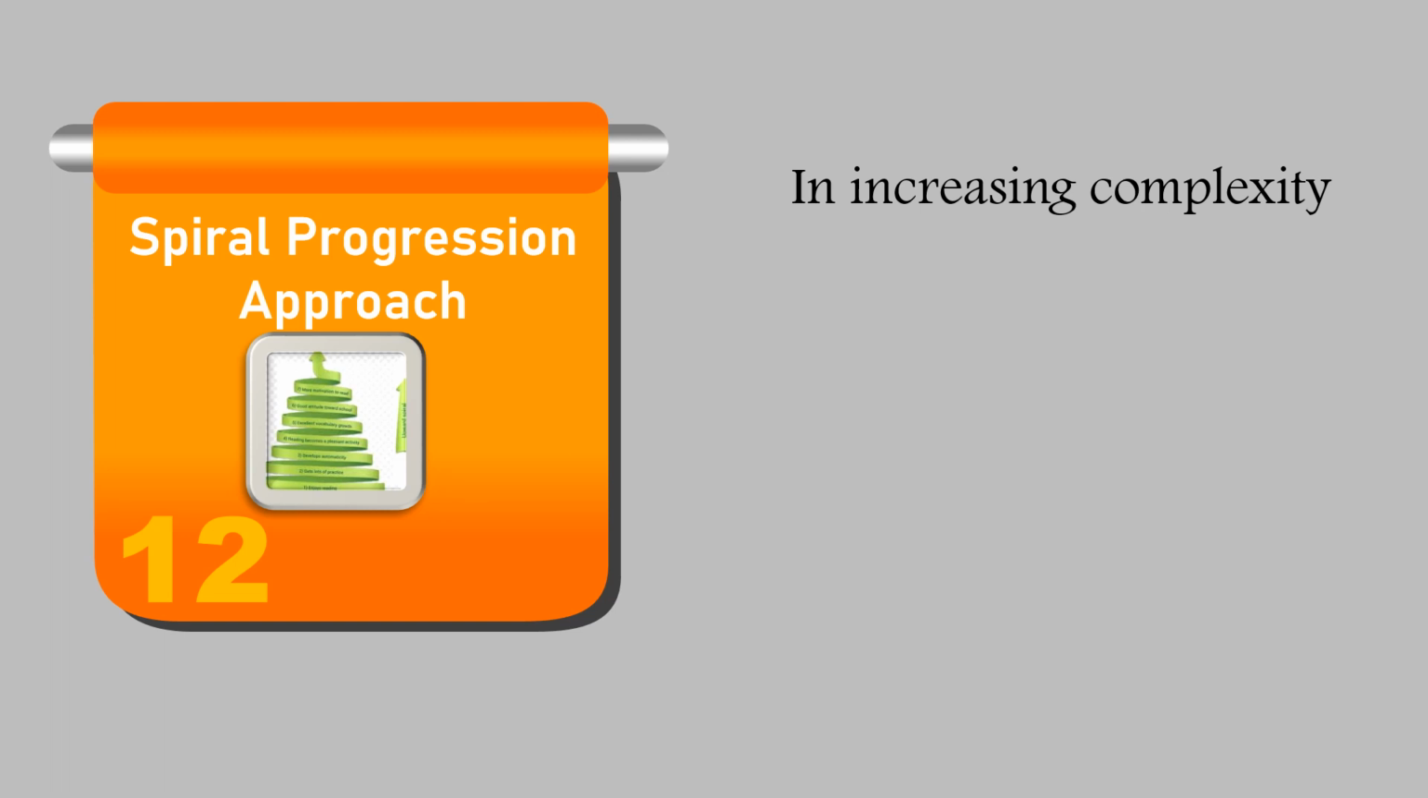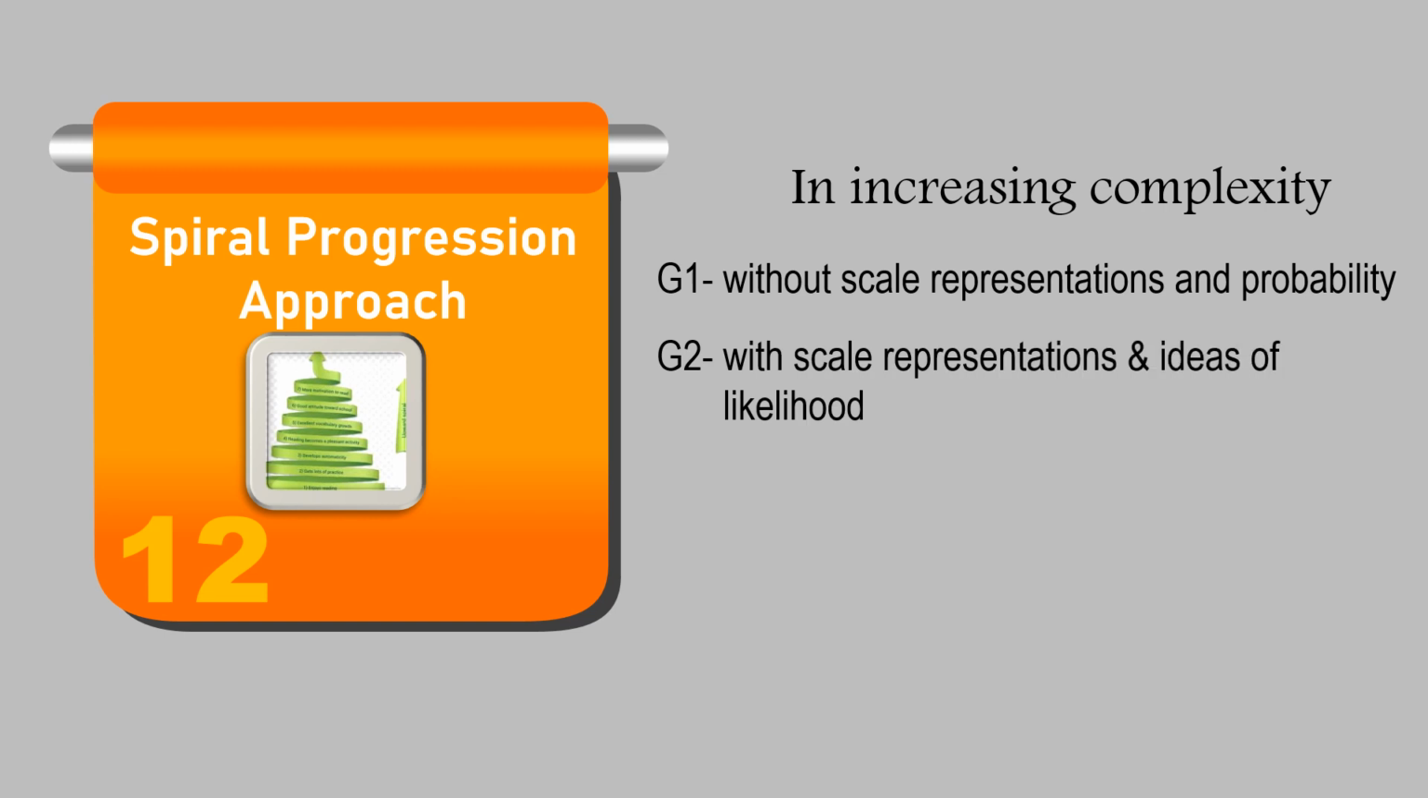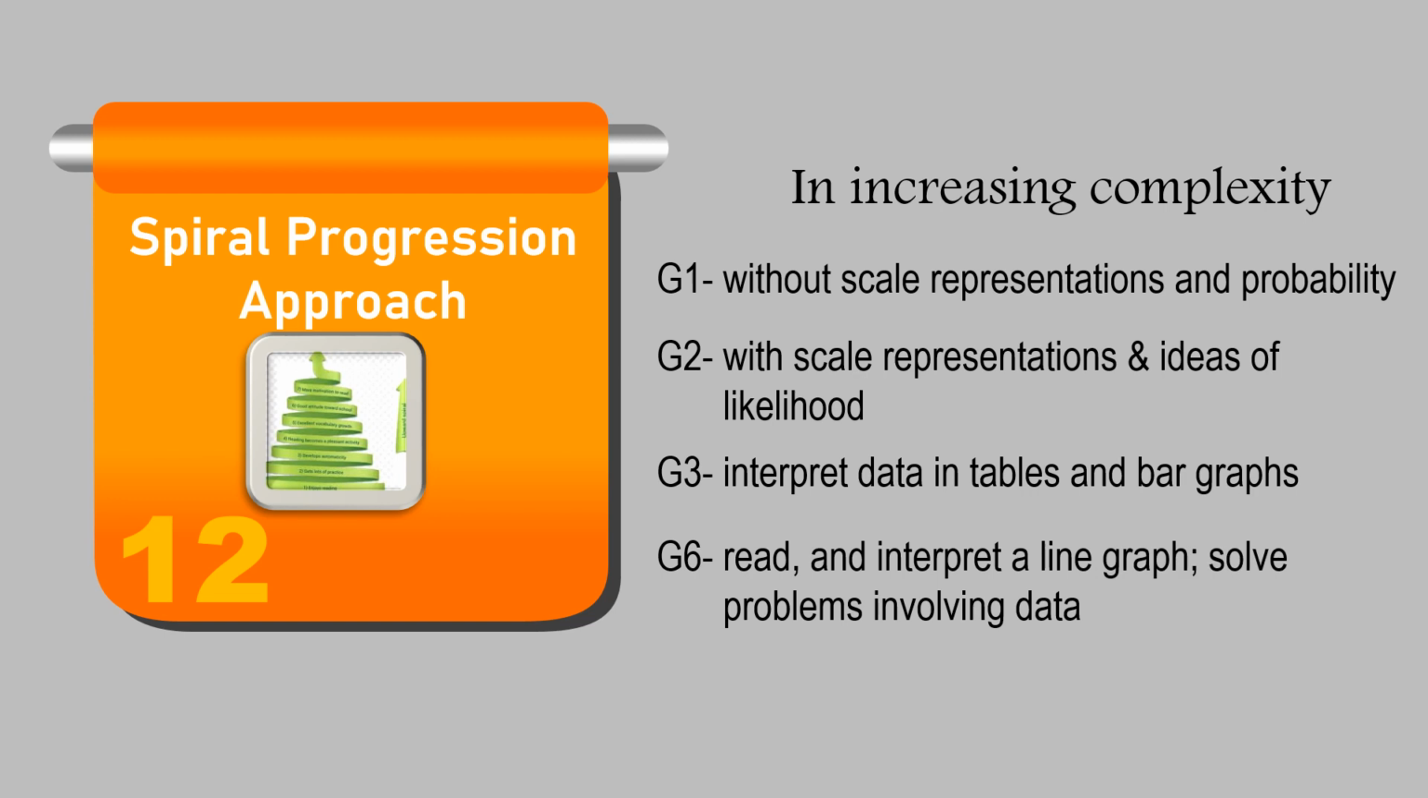For example, Grade 1 organizes, represents, and compares data using pictographs without scale representations, and explores probability in games and activities. Grade 2 compares data using pictographs with scale representations and the ideas of likelihood. Grade 3 organizes and interprets data presented in tables and bar graphs. And Grade 6 constructs, reads, and interprets a line graph and its corresponding table of data and solves problems involving data from a table and a line graph. Make simple predictions of events based on a probability experiment.